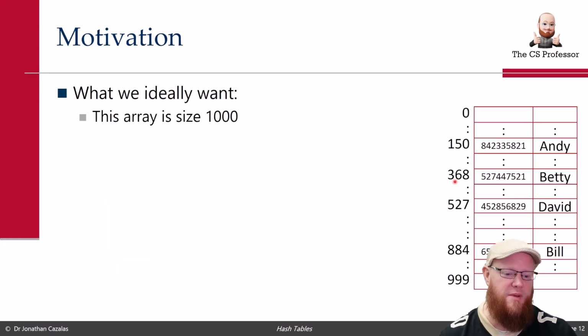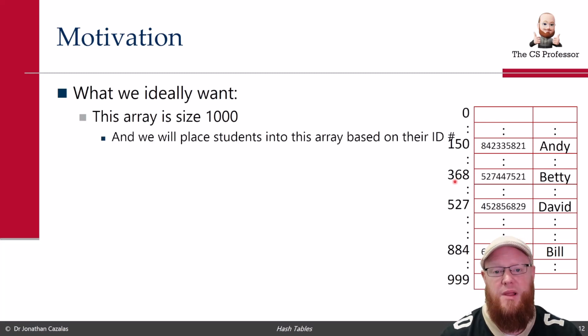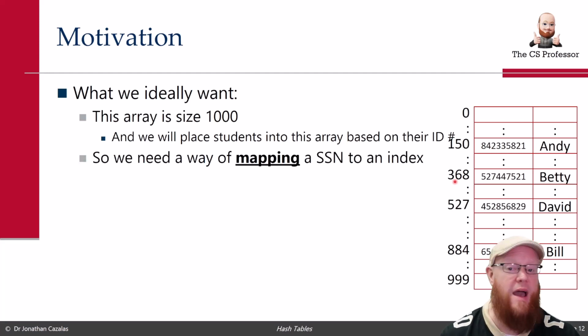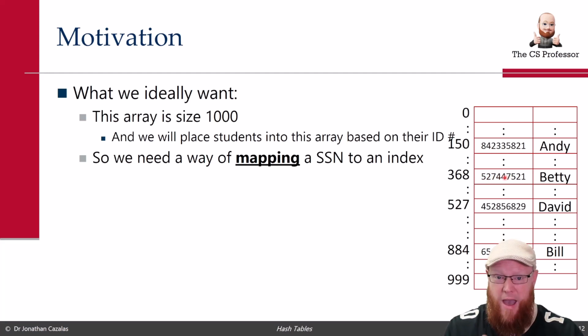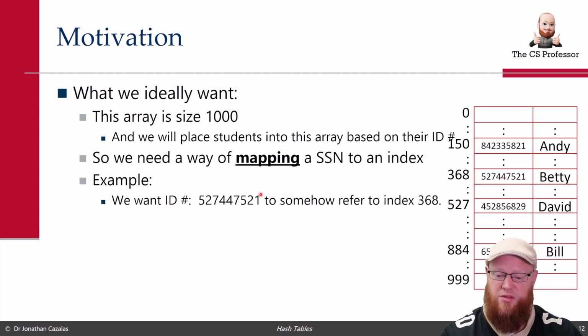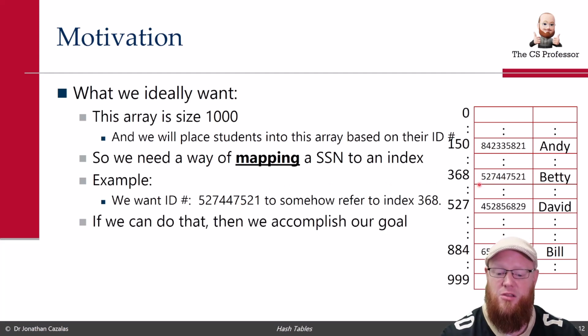What we ideally want is something like this. Here we have an array of size 1,000, and we're going to place students into this array based off of their ID number. And what we need is a way to map a social security number to an index. So Betty here, who apparently got a new social, Betty here with social 527447521, Betty would map uniquely into index 368. So we would want this social to somehow map into index 368.